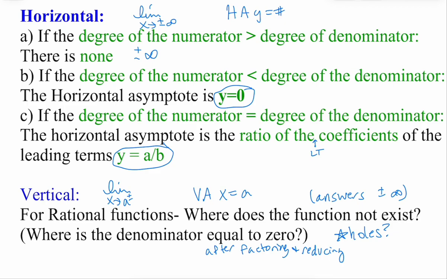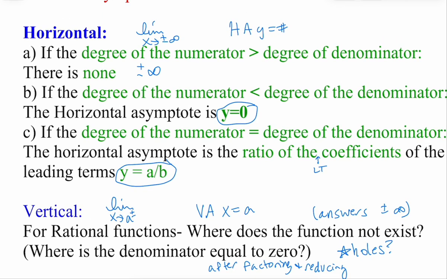So remember, horizontal asymptotes are limits at infinity. These are infinite limits. The answer is infinity. Okay, so just so you know the language of it.